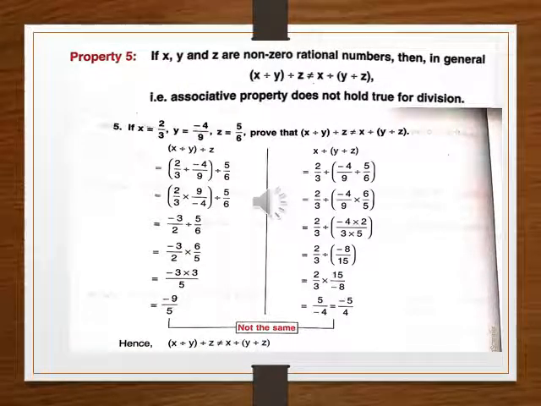Property 5. Just now we have seen it for two numbers, now this is the property for three numbers. If x, y, z are non-zero rational numbers, then in general x divided by y, whole bracket, divided by z is not equal to x divided by, in the bracket, y divided by z. Means for three numbers it is called the associative property, which does not hold true for division, but it is true for multiplication and addition, but again it is not true for subtraction.